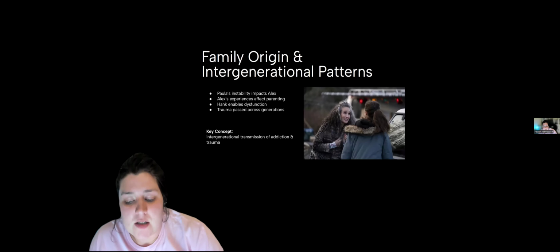Chapter 7 focuses on family of origin influences. Throughout the series, we see how Paula's instability impacts Alex. Alex's experiences then influence how she parents Maddie. We also see how Hank enables dysfunction within the family system. These examples demonstrate how trauma and unhealthy patterns can be passed from one generation to the next if they are not addressed.